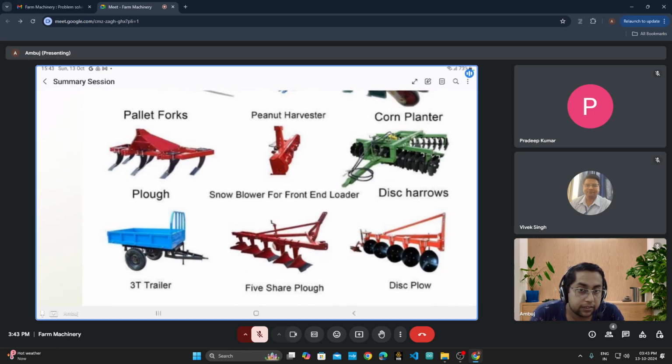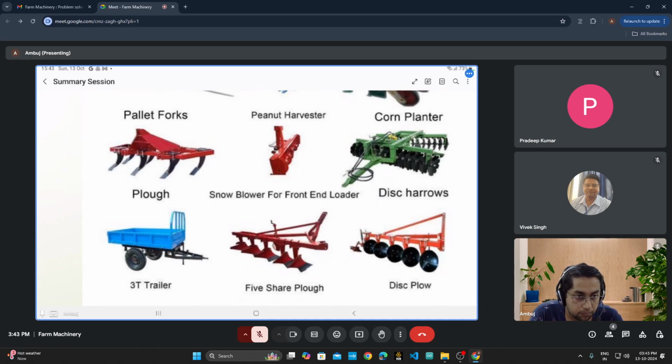Then this particular disc harrow is there. Already taught about it, and we have also solved various numericals for your disc harrow. Do revisit them. Disc plow is there, then 5 share plow is there, as well as 3T trailer or tripping trolley trailer. TTT, tripping trolley trailer, this is the full form of this particular implement.